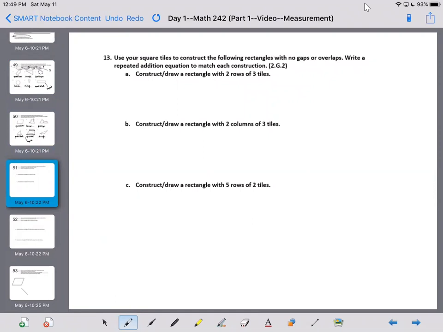Now, this is where you would want the students to use square tiles, or they can draw this out as well. But you're wanting them to construct a rectangle with 2 rows and 3 tiles with no overlaps. So this is also kind of beginning this idea of arrays with multiplication. So they want 2 rows with 3 tiles. So you would build that. So they have built a 2 by 3 rectangle.